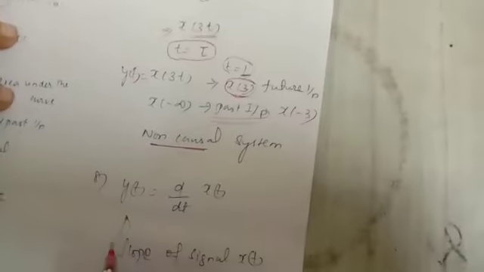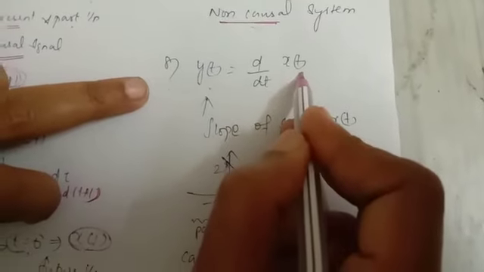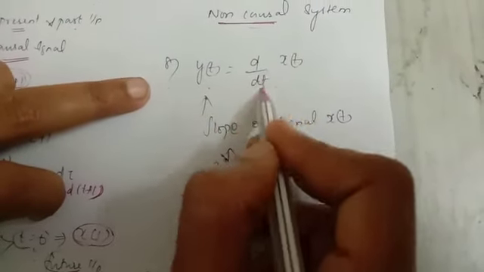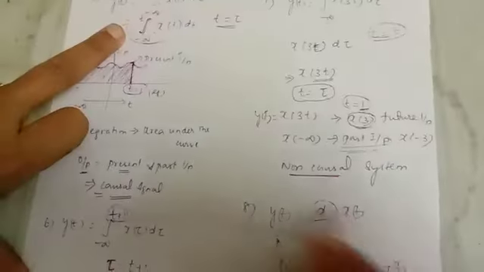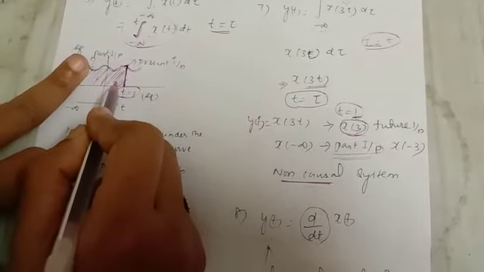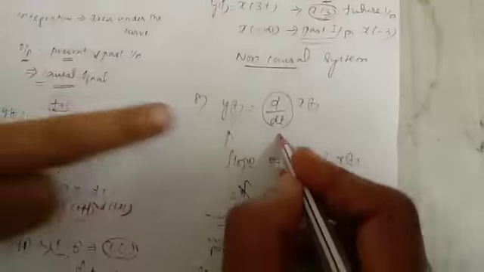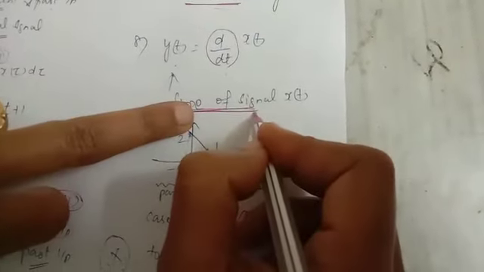It's a very simple example. And we move on to the last type of causal and non-causal, where y of t is given as d by dt of x of t. Just as with integration we use the concept of area under the curve, we have a simple definition for differentiation: it is the slope of the signal.